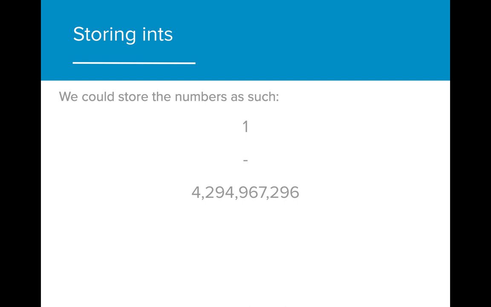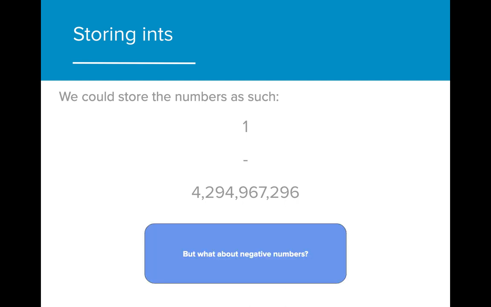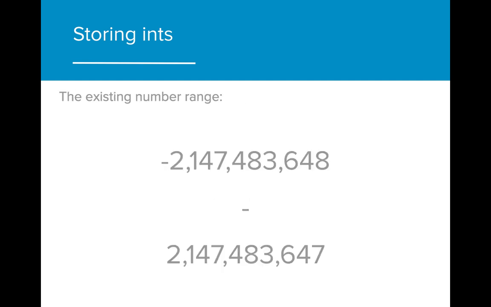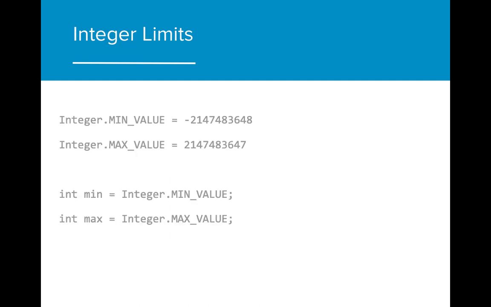A simple solution could be to use the numbers from 1 all the way to that 4 billion value. But in doing so, we would be limiting our ability to use negative numbers for any int calculations. Thus, the number range that exists in Java splits the range across the positive and negative numbers. Because the range of possible numbers is predetermined in Java, there are preset values that we can use to represent the maximum and minimum number values.